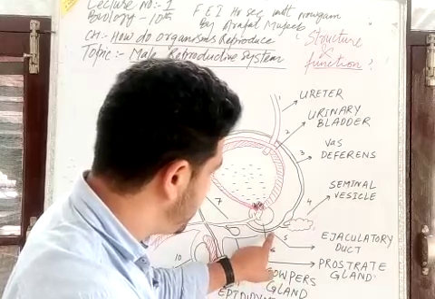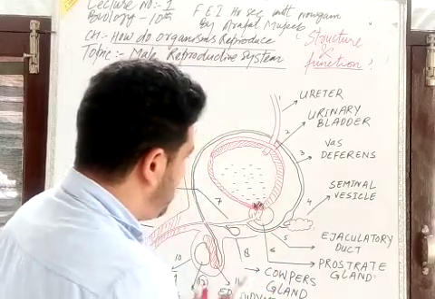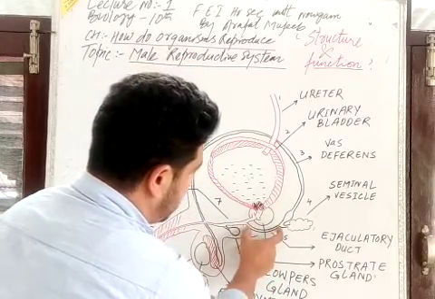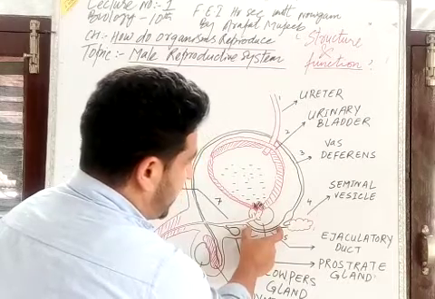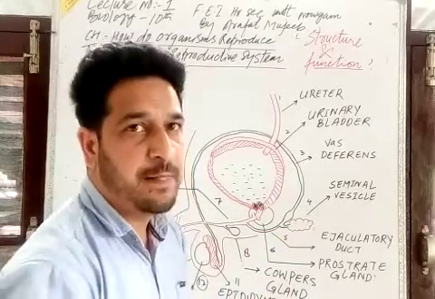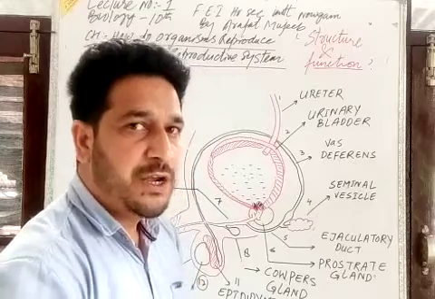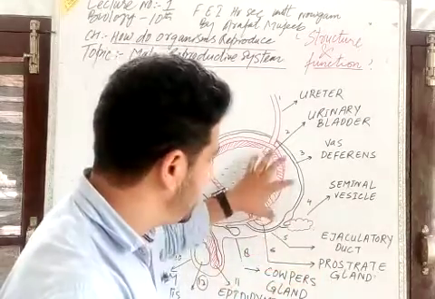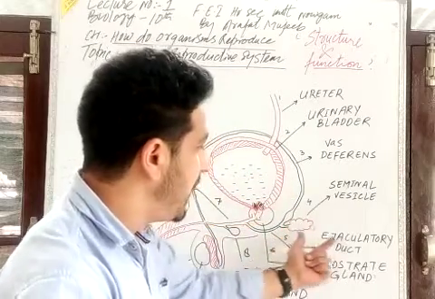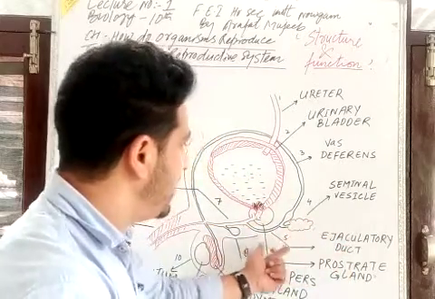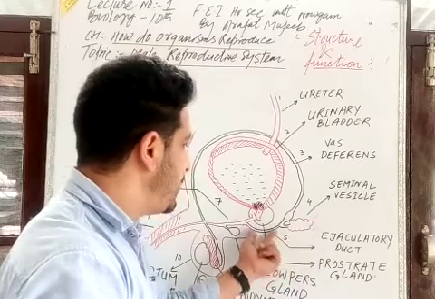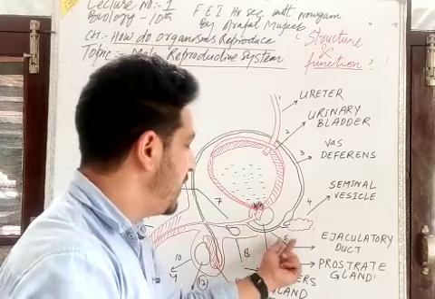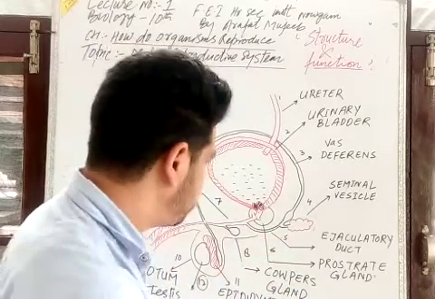Here it is named the ejaculatory duct. This black part up to here is the ejaculatory duct. As per the function it performs, it is named the duct. Up to here its name changes. It is now known as the ejaculatory duct, which is labeled as number 5.